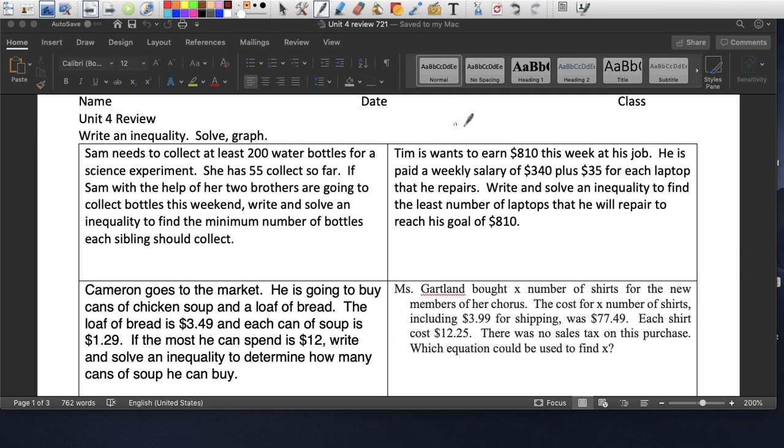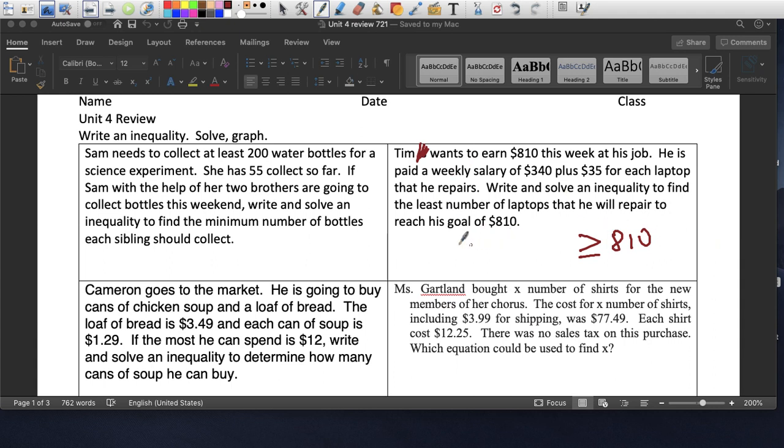Tim wants to earn $810 this week at his job. He's paid a salary of $340 plus $35 for each laptop that he repairs. So he wants to walk away with $810 this weekend. Okay, so whatever he does, he wants his paycheck to say $810 or more.